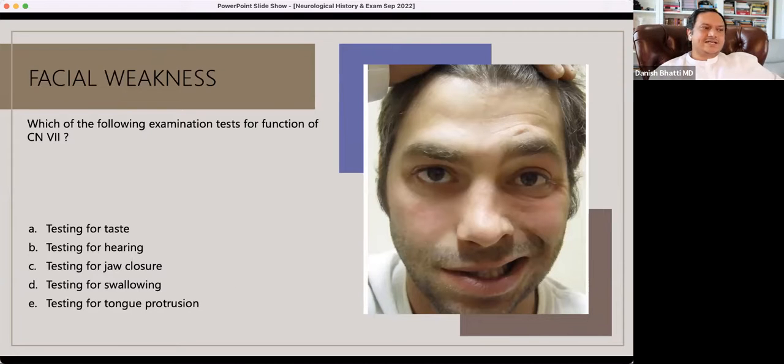And the answer is taste. The seventh nerve also carries fibers from the taste nucleus to test for taste on the tongue as part of it, and also lacrimation rides on the seventh nerve before, I think, it leaves in the bony canal.